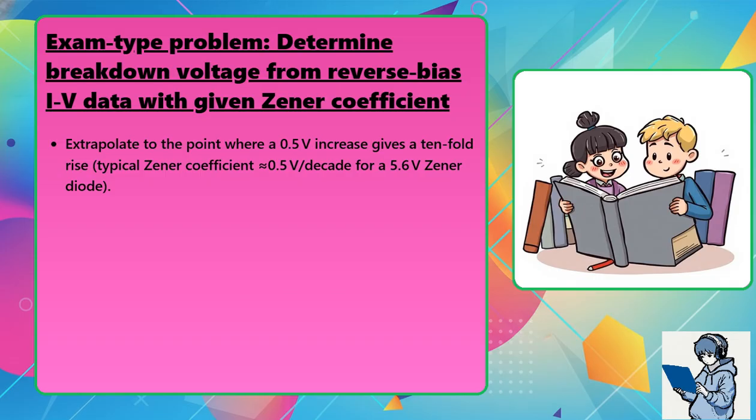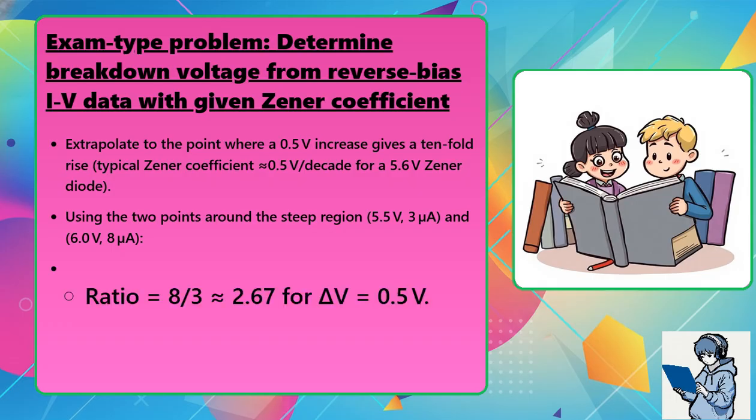Extrapolate to the point where a half-volt increase gives a 10-fold rise. Typical Zener coefficient is about half a volt per decade for a 5.6-volt Zener diode. Using the 2 points around the steep region, 5.5 volts, 3 microamps, and 6.0 volts, 8 microamps, the ratio equals 8 divided by 3, approximately 2.67 for delta V equals half a volt.